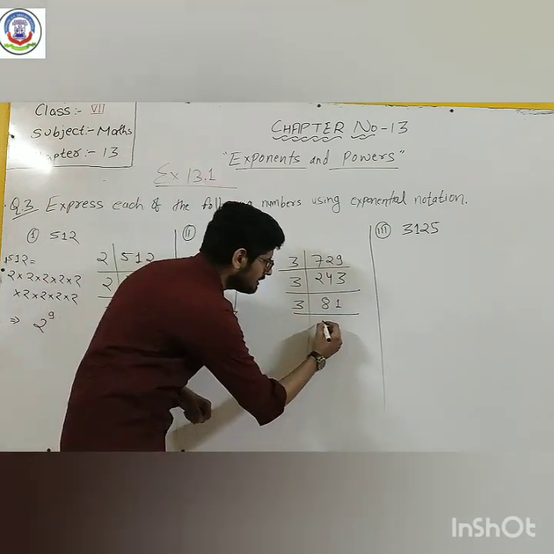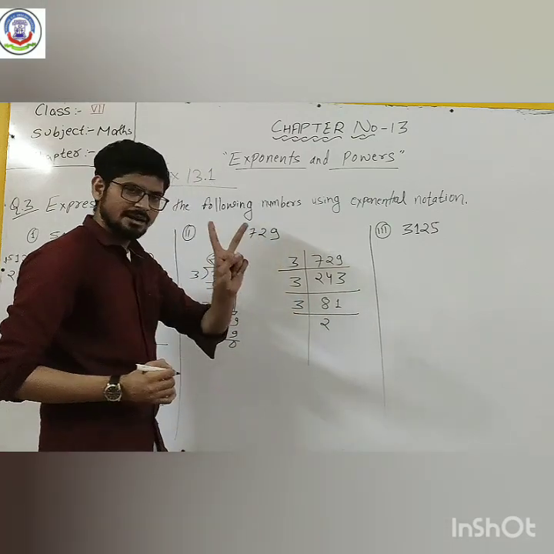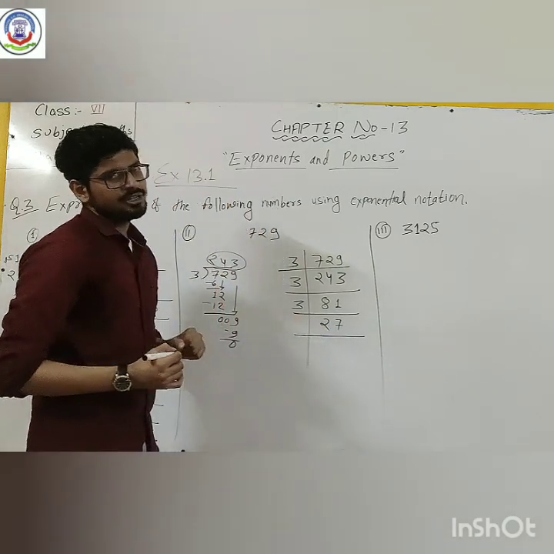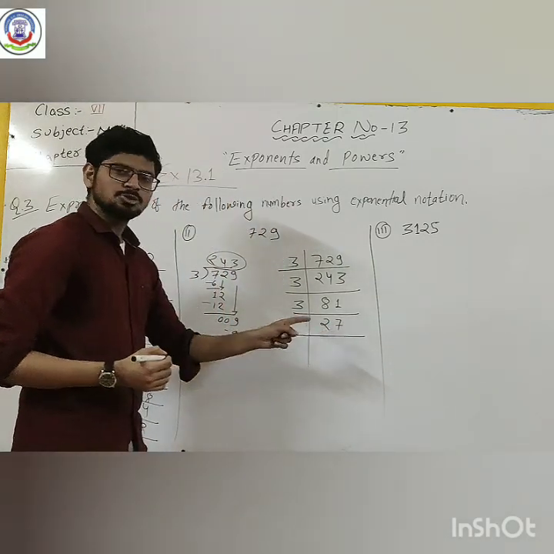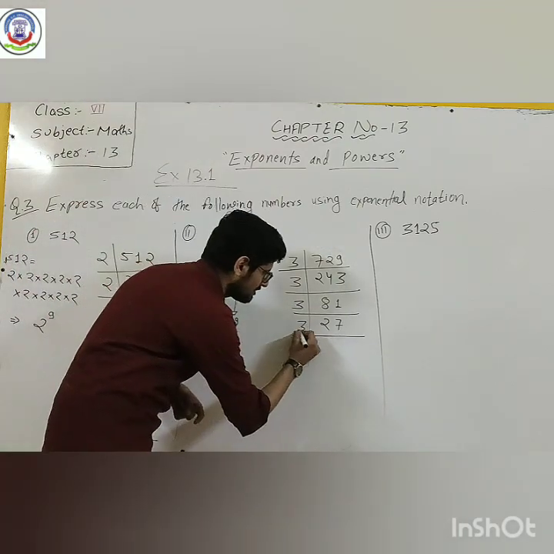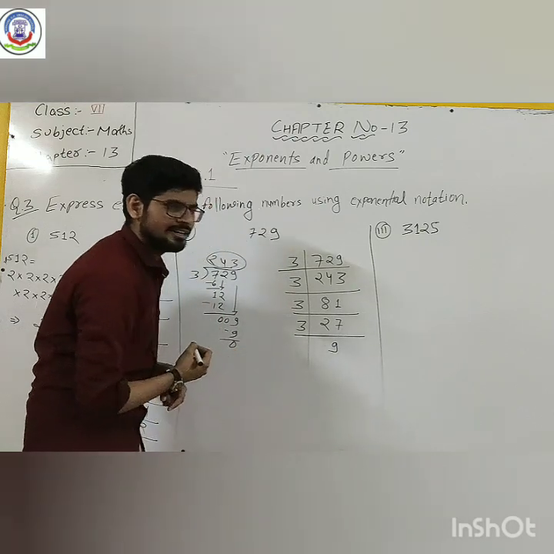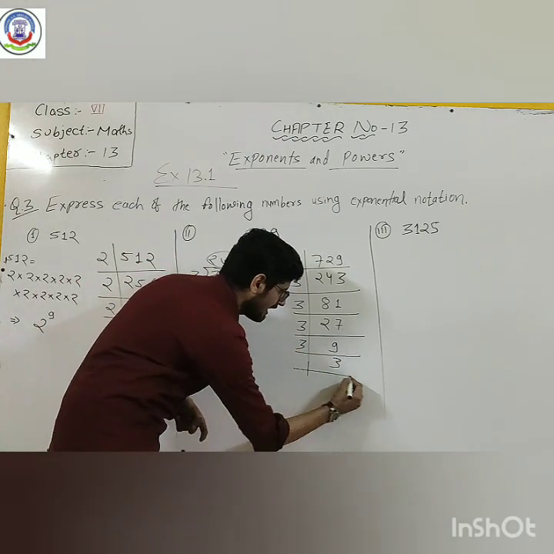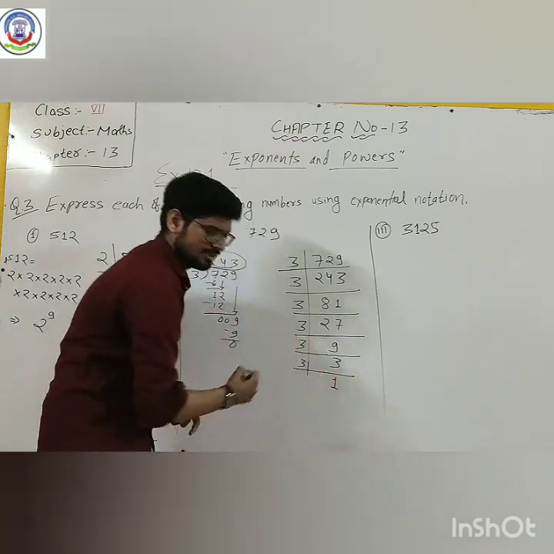Okay, 3 2s are 6. Remaining 2, 3 7s are 21. So you get 27. Again 7 plus 2 is 9. Again it is divisible by 3. So 3 9s are 27. Again 3 3s are 9 and 3 1s are 3.